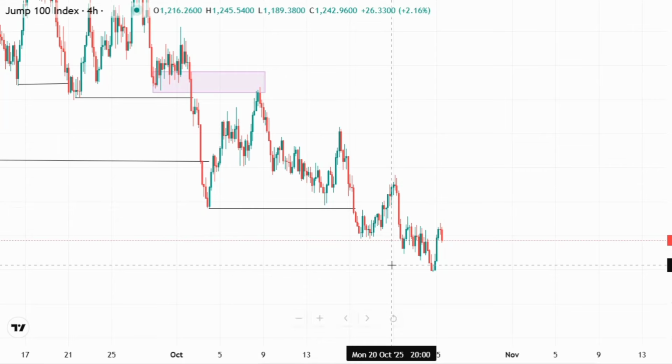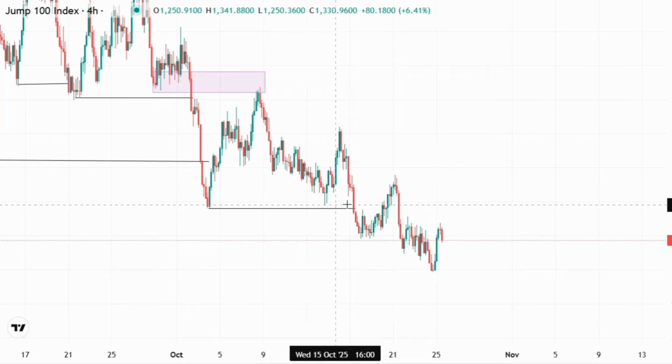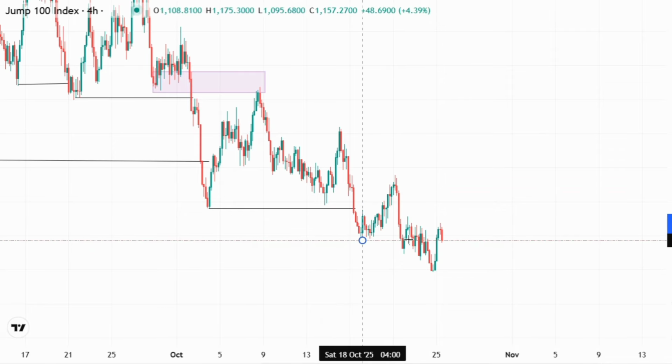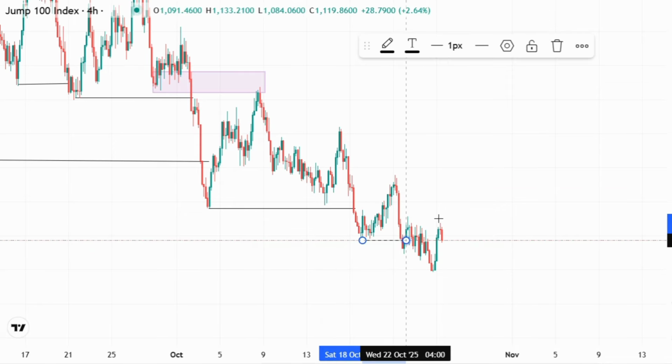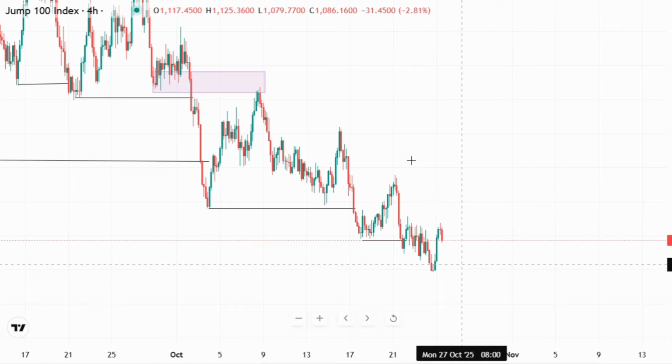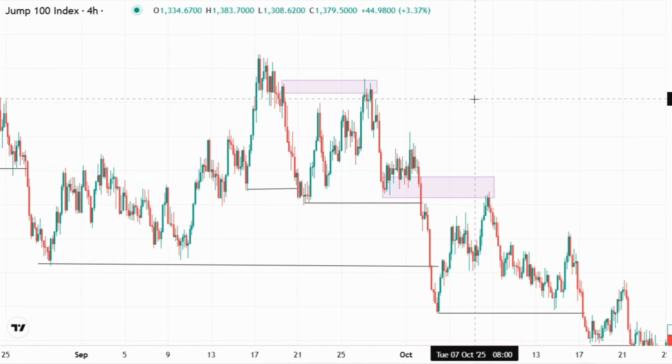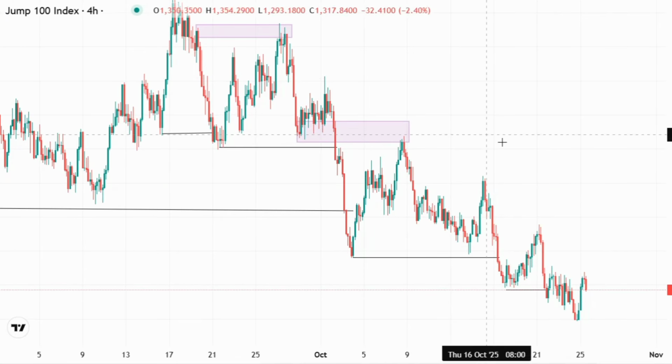So we've seen that this is a lower low. This is a shift in structure here. Then we saw another shift in market structure here again, and another shift in market structure here again. So that shows us that this market is bearish at the moment. You should not be buying this market, rather, you should be selling it at the moment.